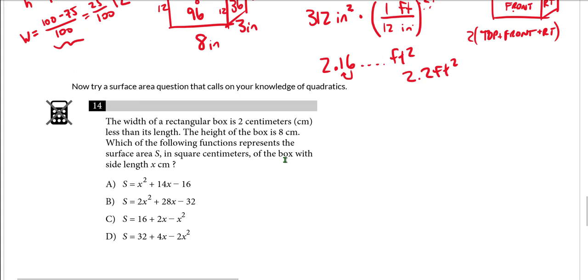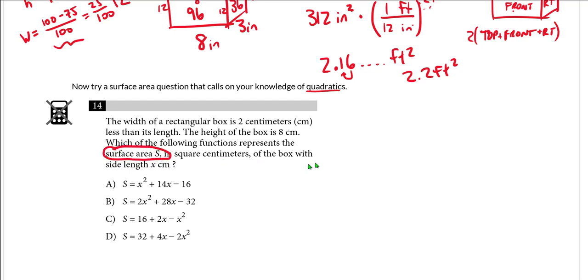Let's try one more. In this case, we're going to need to go back to what we learned in quadratics. I would pause the video, try this question on your own. So in number 14, we've got the width of a rectangular box is 2 centimeters less than its length. The height of the box is 8 centimeters. Which of the following functions represents the surface area in square centimeters of the box with side length x?